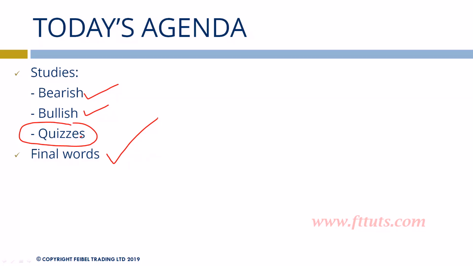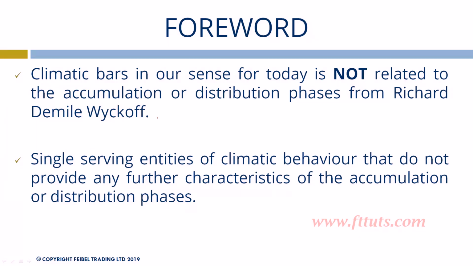I will answer each and every question at the end of the study before we move on. Good, so let's begin. Those who have knowledge or experience with Wyckoff or VCA will be familiar with climactic bars, as this is the first signal that either A, accumulation, or B, distribution is being formed.